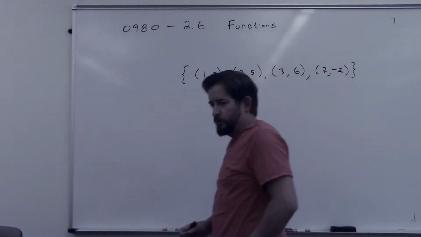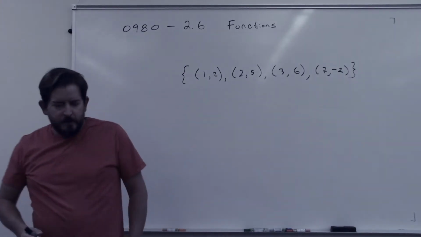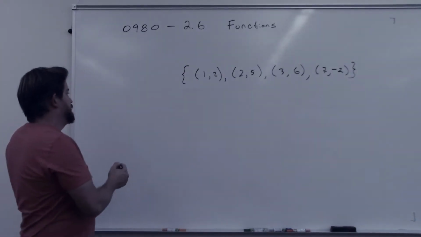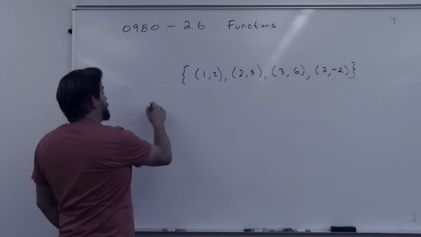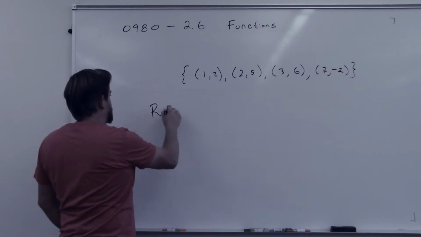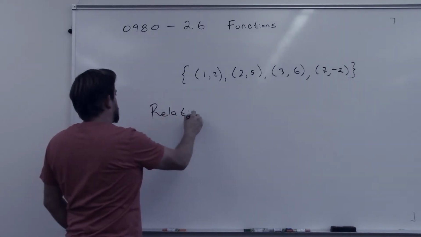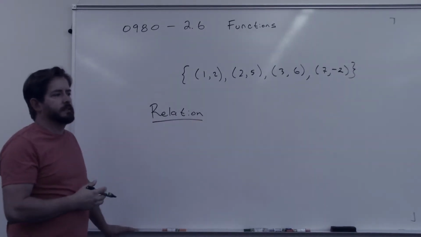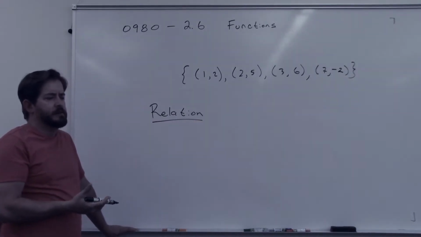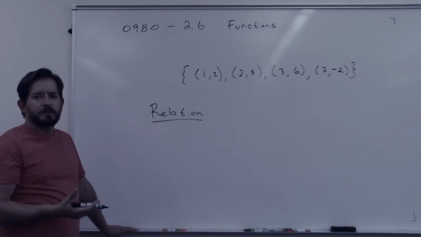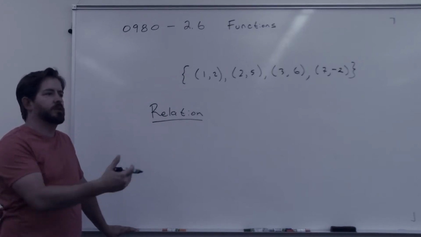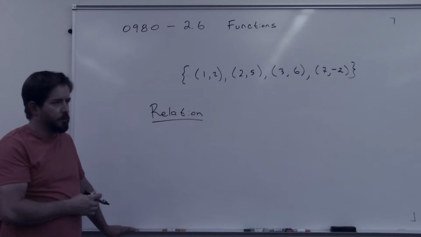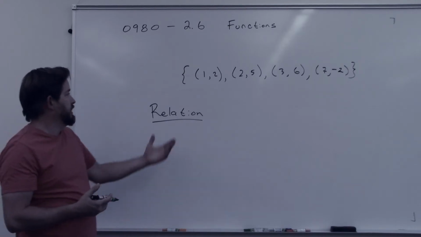The very first thing that we would talk about here, before we talk about functions, is a relation. A relation, a mathematical relation, is essentially a list of ordered pairs where one input leads to an output, or a number of them.